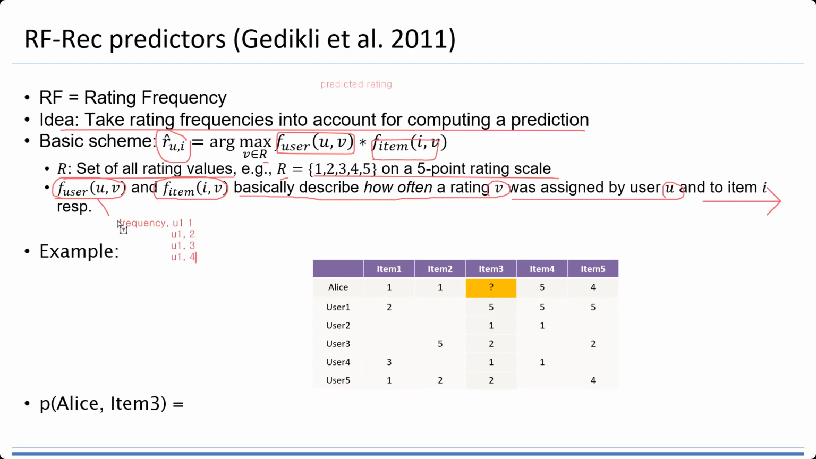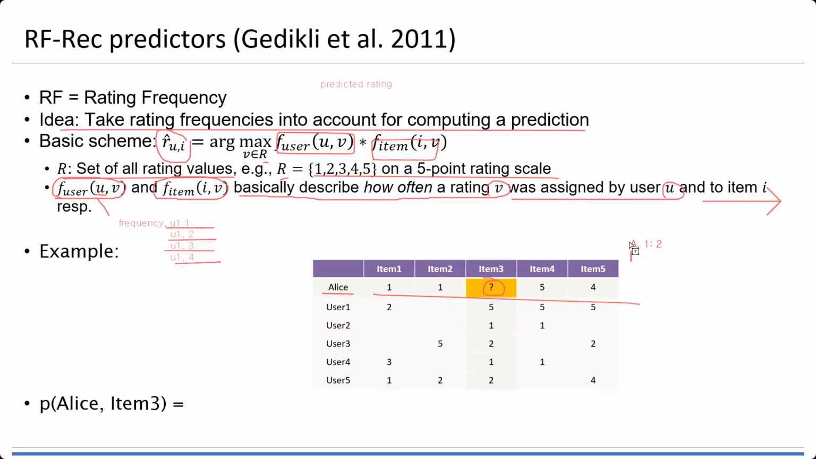Okay. Now let's look at this one. I want to predict Alice's rating on item 3. So I want to know how many times Alice gives the rating 1. Okay, so I want to know based on the users: how many rating 1 from user Alice, how many rating 2 from user Alice, how many rating 3 from user Alice, how many rating 4 from user Alice. So in this case, the user Alice giving the rating 1, there are 2 times.